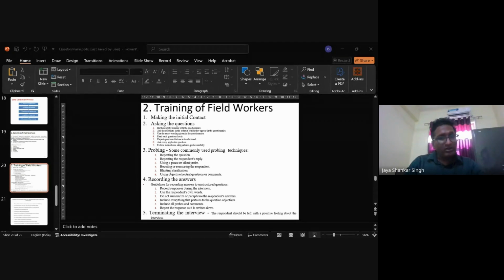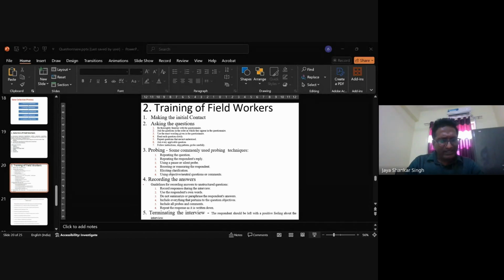And there are some commonly used probing techniques, used to make sure they do not make mistakes while collecting the data. Those are repeating the question, repeating the respondent's reply to make sure that is what they were saying, using a pause or silent probe, boosting or reassuring the respondent, eliciting clarification. You give proper clarification. Okay, fine, this is what you are trying to say. Using objective, neutral questions or comments instead of being judgmental toward the respondent.